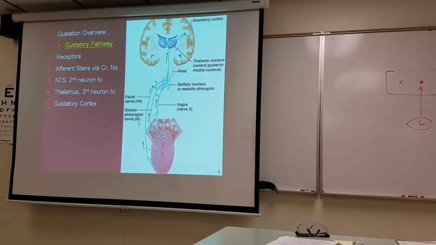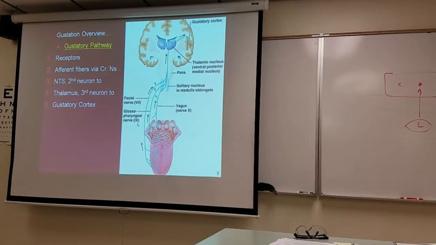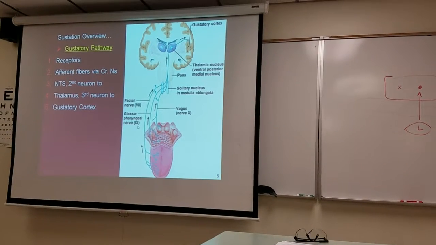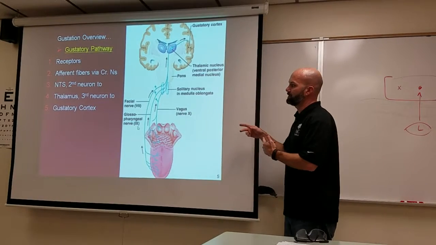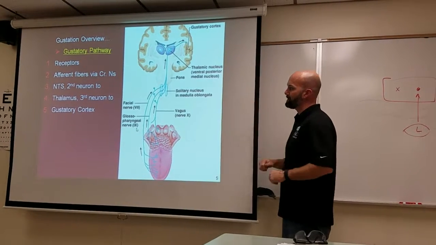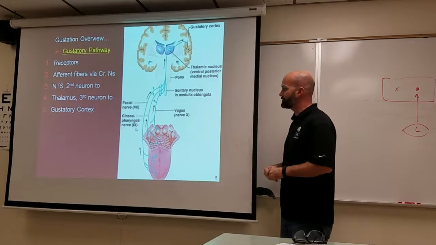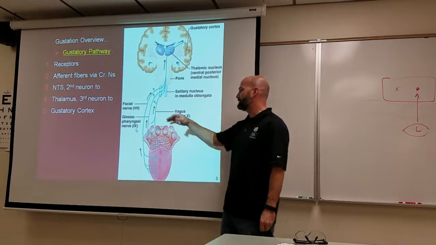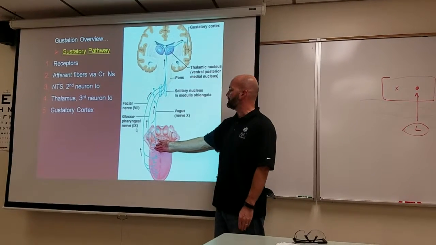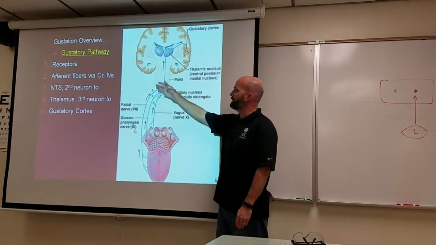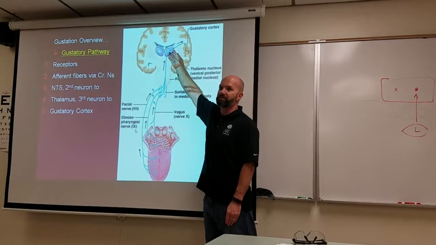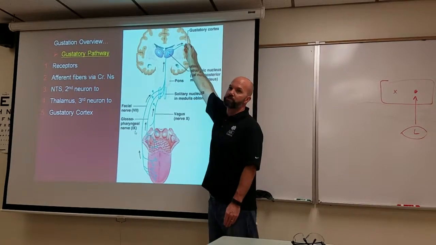Gustatory pathway. A 3-neuron chain. This one's probably the most similar to somatic sensory pathways, which also use a 3-neuron chain. Neuron 1 takes us from the receptor to brainstem nuclei, 2 from brainstem nuclei to thalamus, 3 from thalamus to cerebral cortex.